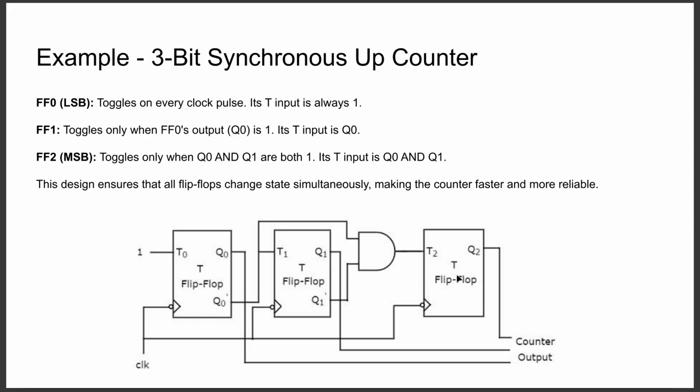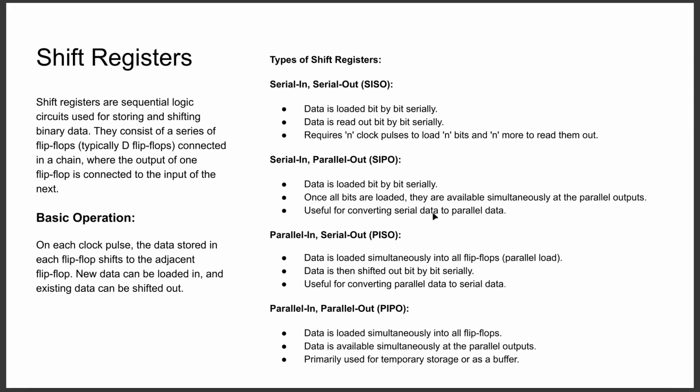FF2, this flip-flop, toggles only when Q0 and Q1 are both 1, which is from this AND gate. Its T input is Q0 and Q1. This design ensures that all flip-flops change state simultaneously, making the counter faster and more reliable.